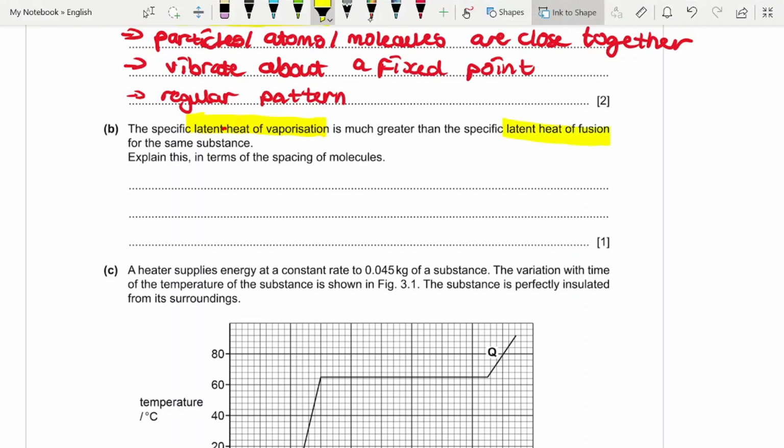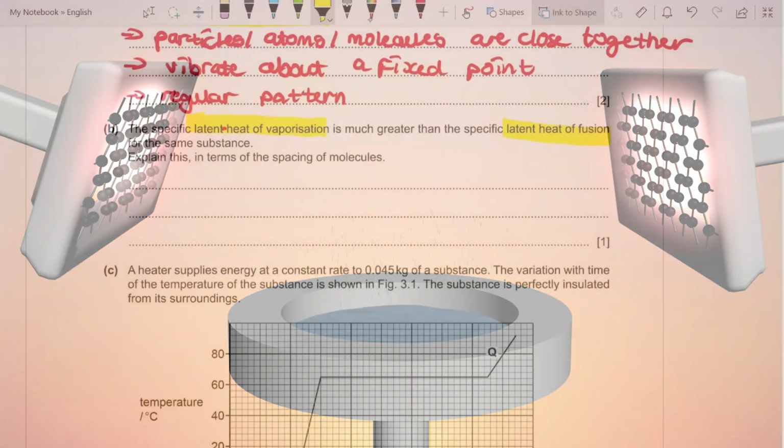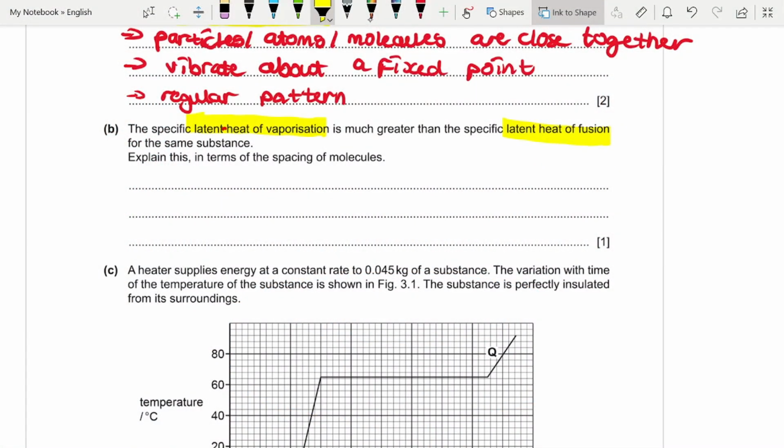Latent heat of fusion is the amount of energy required to change a solid to a liquid without any change in temperature. So the amount of energy you need to change a liquid to a gas is far greater than the one you need to change a solid to a liquid. And they're asking why. Well, if you think about it, there is a greater increase in spacing of molecules for vaporization as compared to fusion.